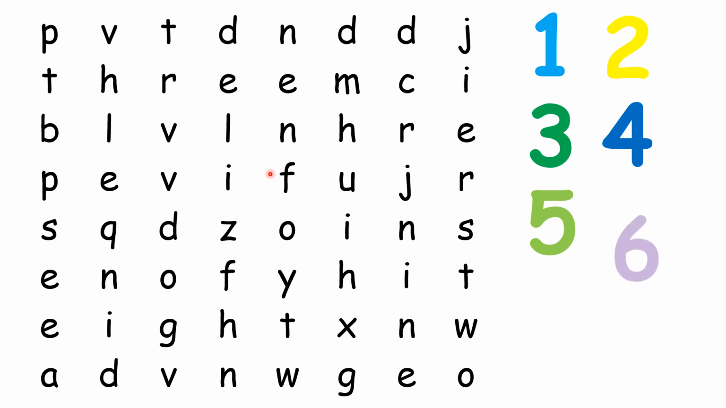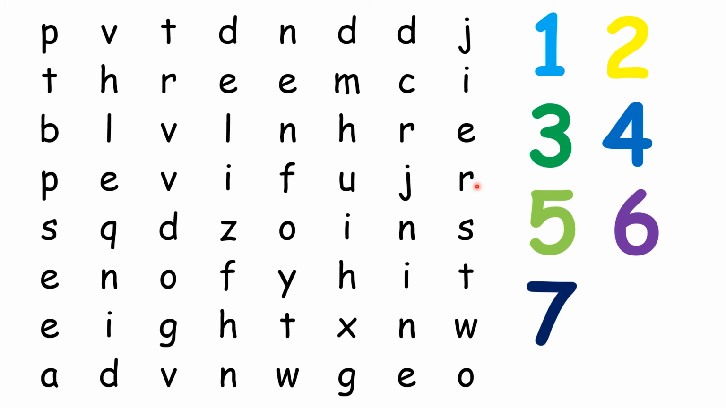Okay. Number six. S-I-X. One more time. S-I-X. So we look for S. S. But there is no I. No I. So, no. S I X. Oh, here is an S, an I, and an X. Yes, very good. S I X 6.